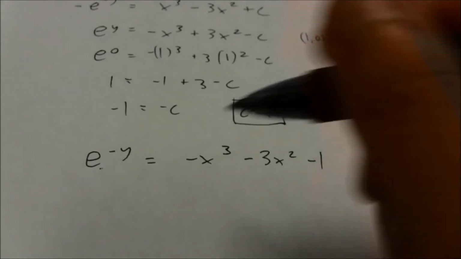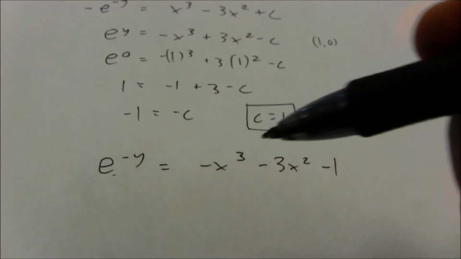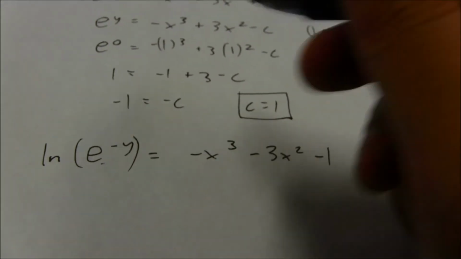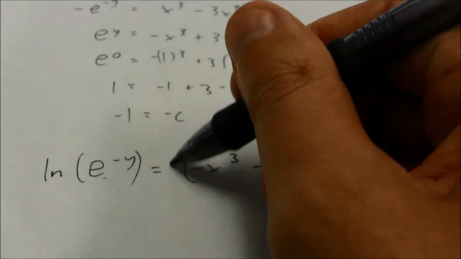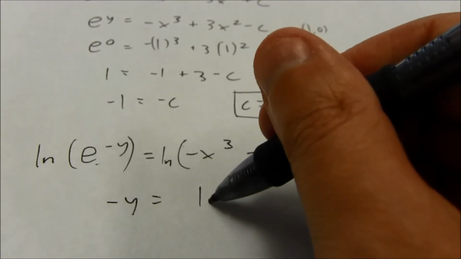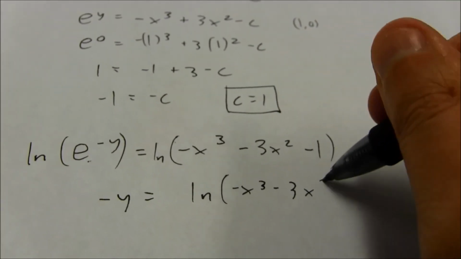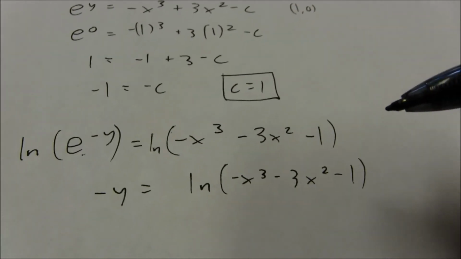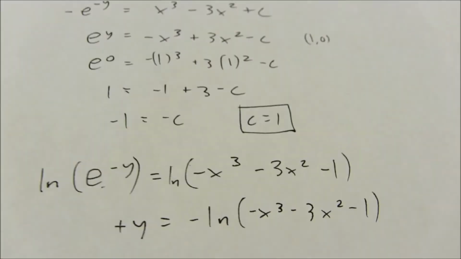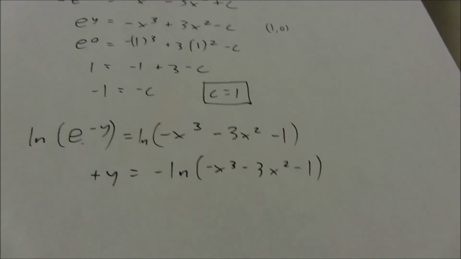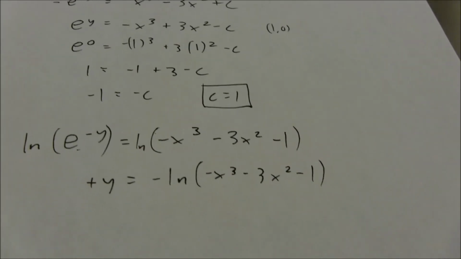I can take the natural log of both sides. And if I take the natural log of e to a power, you just get the power. I have to balance it by taking the natural log of that side. So I'm going to get y is equal to ln of negative x cubed plus 3x squared minus 1. Okay, so that's my final solution now that I've solved for y.